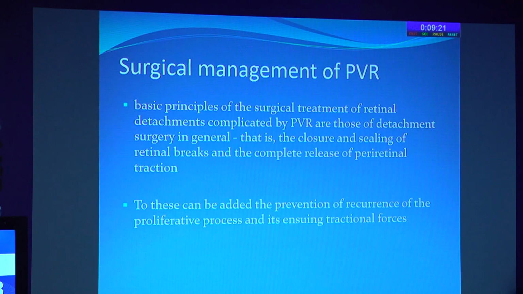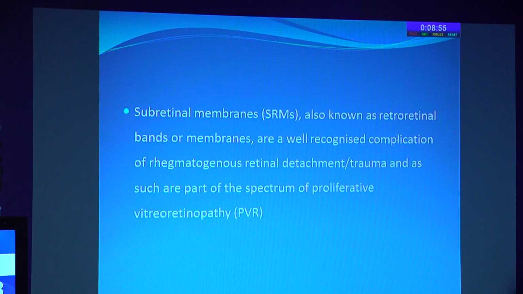basic principles of surgical treatment of detachments complicated by PVR are those of detachment surgery in general. That is the closure and sealing of all retinal breaks and the complete and thorough release of periretinal traction. Peri means both epi, intra, which you can't release, and subretinal. To these can be added the mirage of prevention of recurrence of the proliferative process and its ensuing tractional forces, which, as I said, remains a mirage.